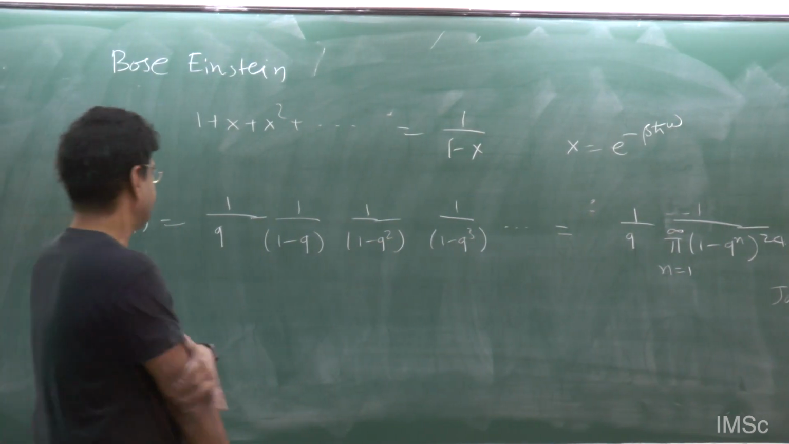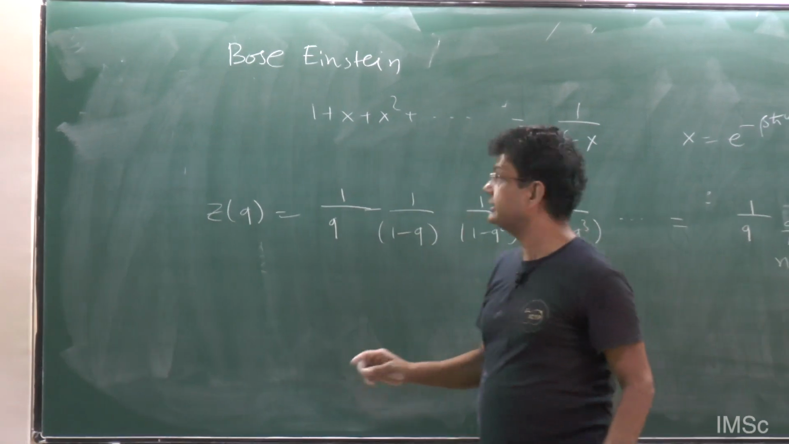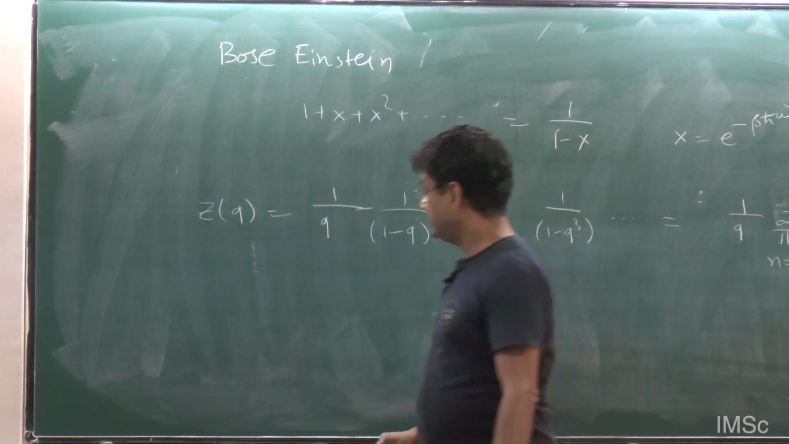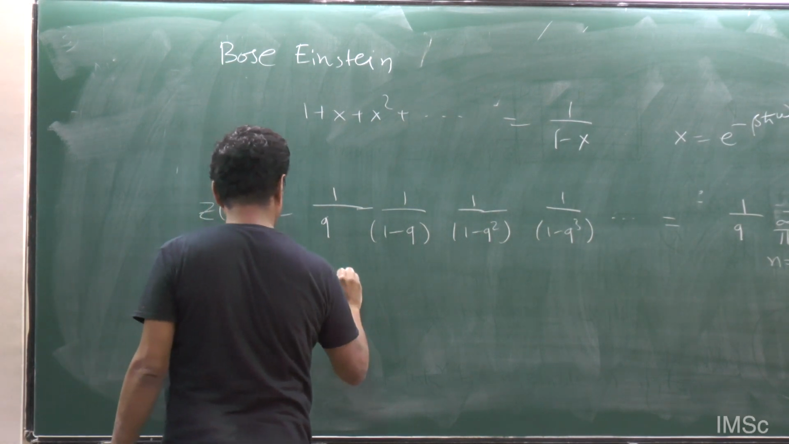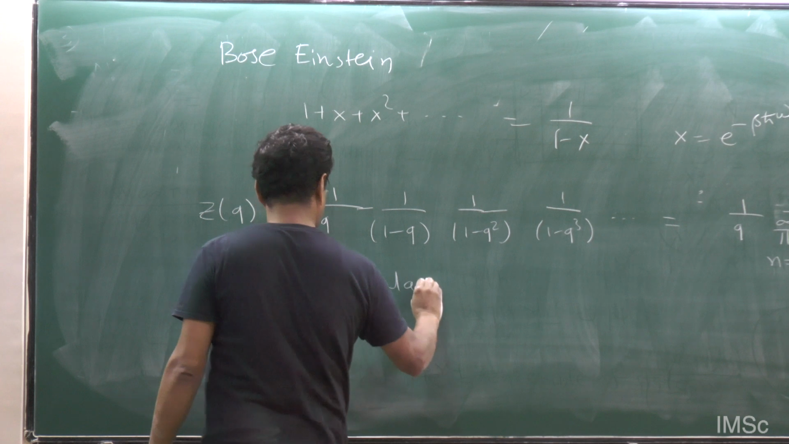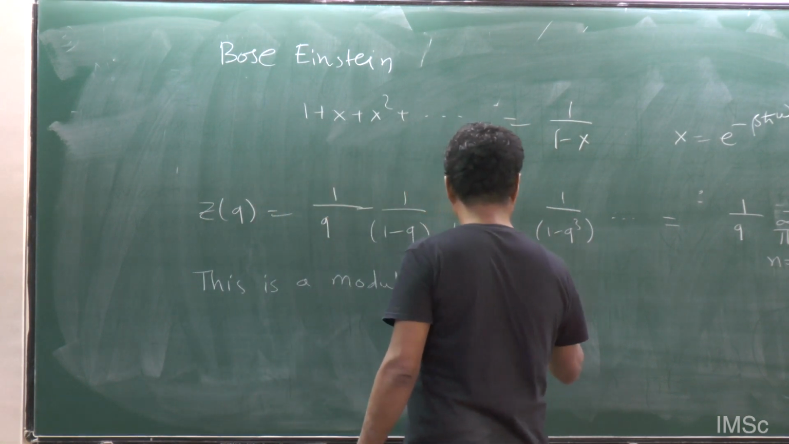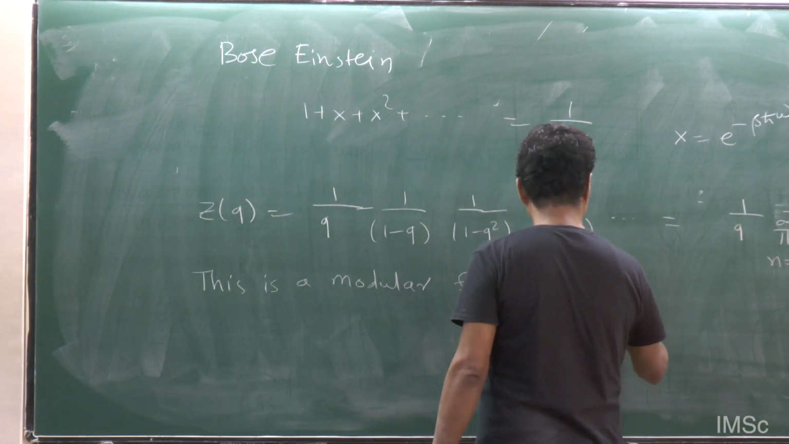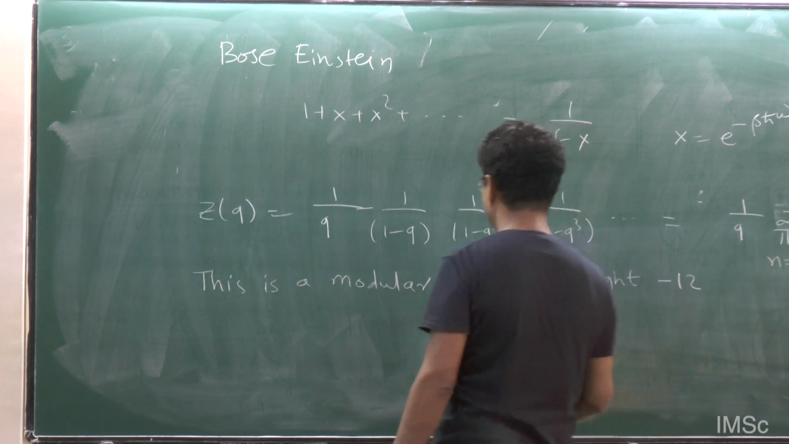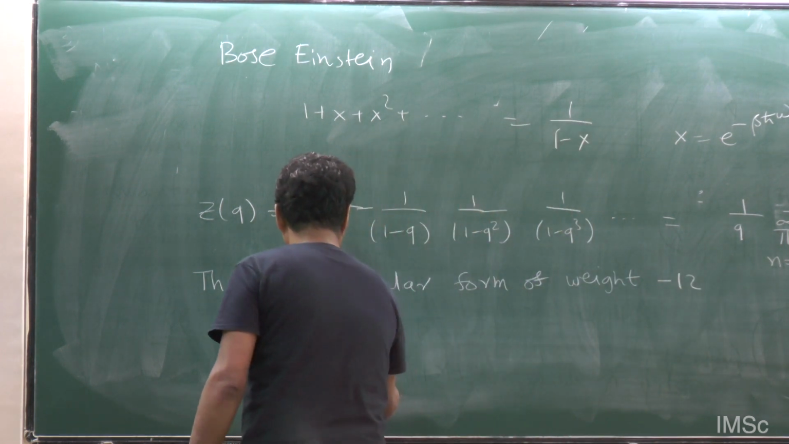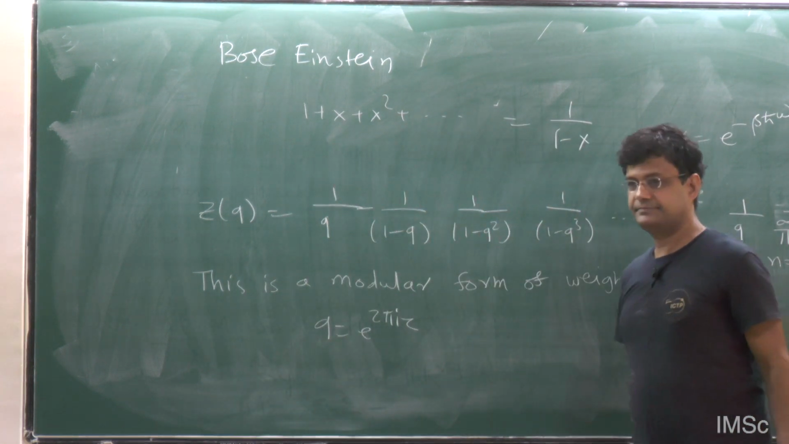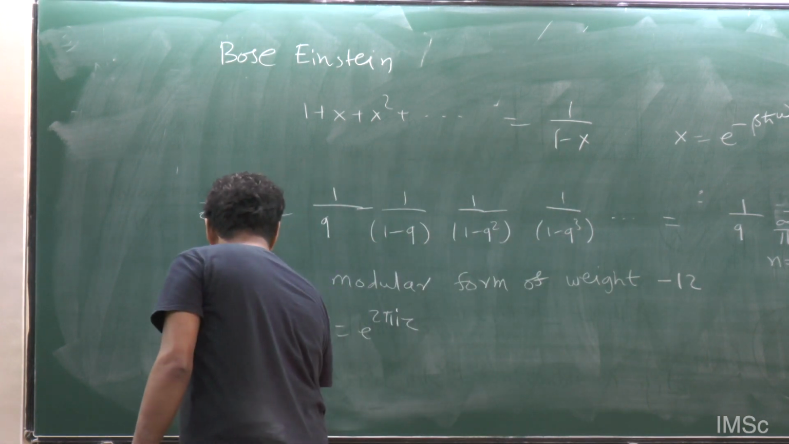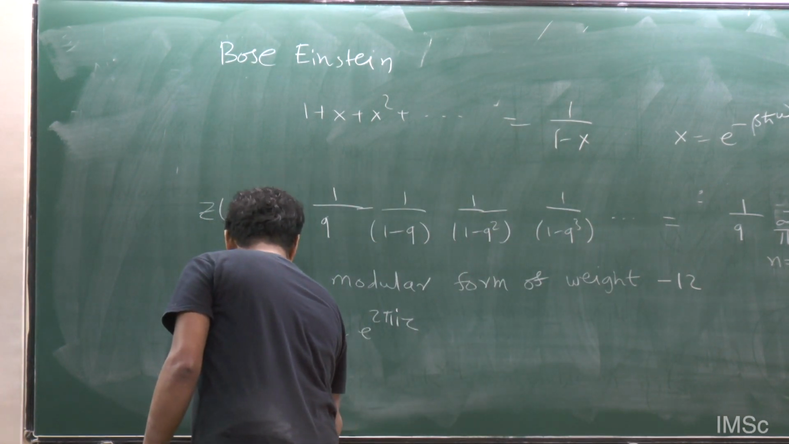As you know, this is going to relate to string theory, but let me first relate it to modular forms. With minus 12, if you write q is equal to e to the 2 pi i tau, then Z of (a tau plus b) over (c tau plus d).